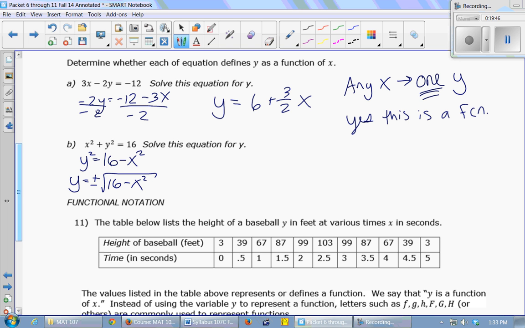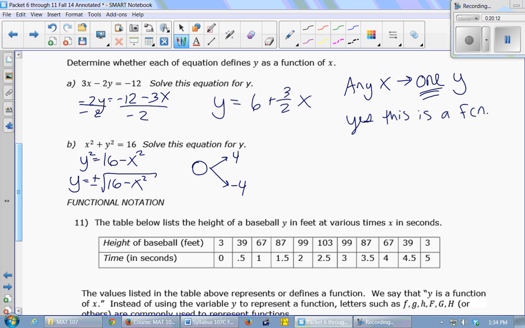So let's pick an easy value for x. Let's say x is 0. If you put 0 in for x, what do you get for y? Plus or minus 4, right? So 0 goes to +4 and -4, right? For the input of 0, you get two outputs, 4 and -4.